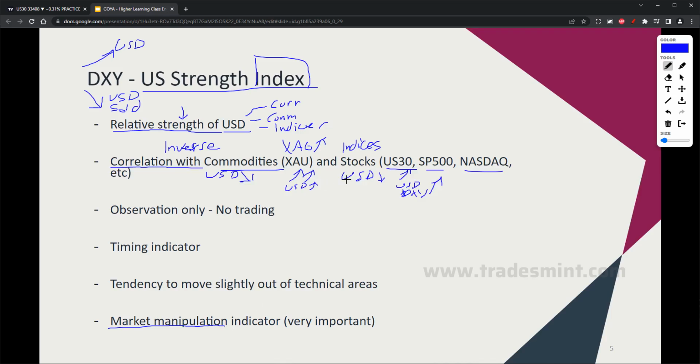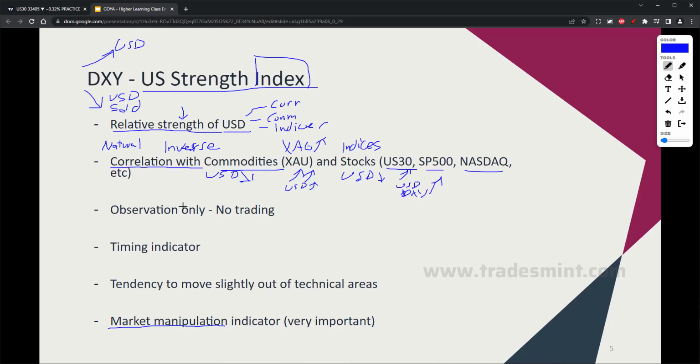to always look at the DXY and see, do we have a natural inverse correlation, which is the default setting of how the market should operate without any manipulation, or do we have an unnatural correlation, which means USD DXY is following commodities, following indices. That means that something is wrong. There's some type of manipulation. There's some sort of hidden agenda, and you should look into it.